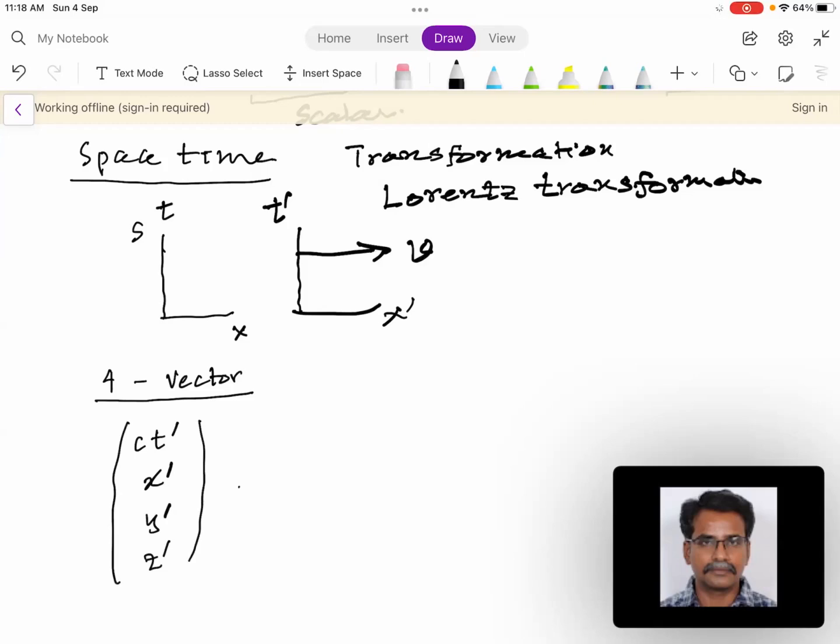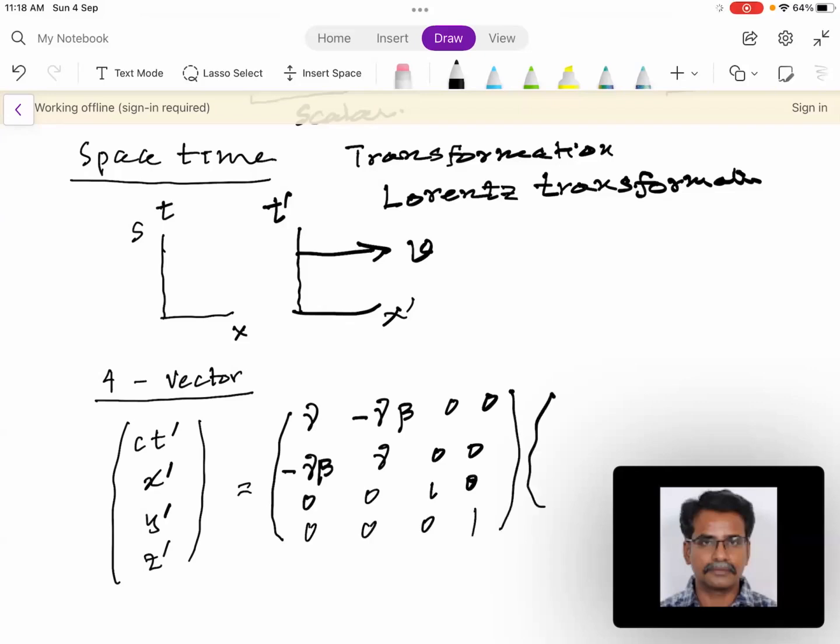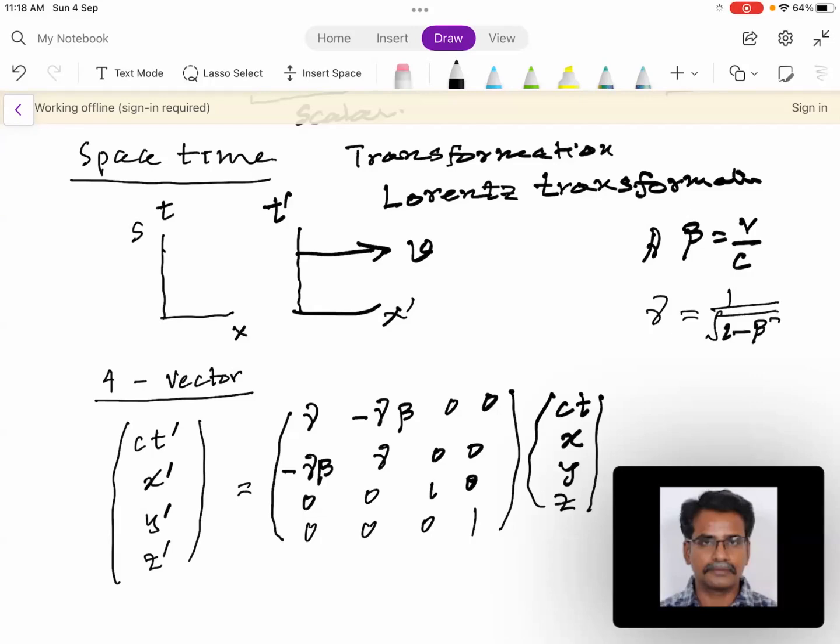And this can be written with a Lorentz transformation matrix, which has gamma, minus gamma beta, 0, 0, and so on. I will tell you what gamma and beta are. The rows are gamma 0, 0, 0, then 0, 1, 0, 0, then 0, 0, 1, 0, and so on. This is for the special case where S prime is moving with respect to S along the X direction, so Y and Z don't change. Here beta is the velocity of the frame divided by the speed of light, and gamma is the Lorentz factor, 1 over the square root of 1 minus beta square, that is, 1 minus v square by c square. So you have a Lorentz transformation matrix like this.